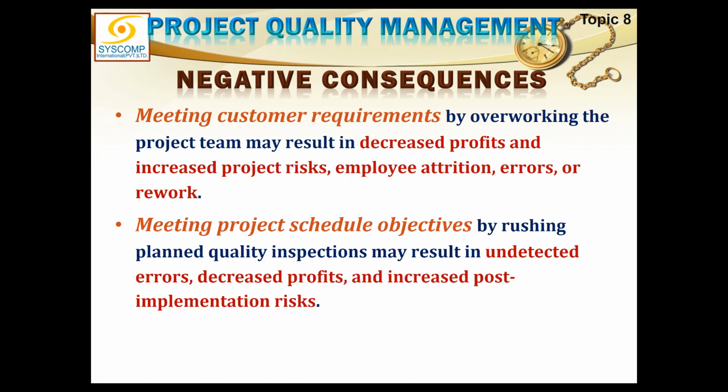Therefore, the main stakeholder here is the customer, and meeting customer requirements by overworking the project team may result in decreased profits and increased project risks, employee attrition, errors or rework. You see, we do agree that it is all about the customer, but at the same time, we have to draw a line. We have to reach an understanding up to what level. There should be a mutual agreement. What is the requirement of the customer? It should be mutually agreed. What standard of quality is to be delivered to the customer?